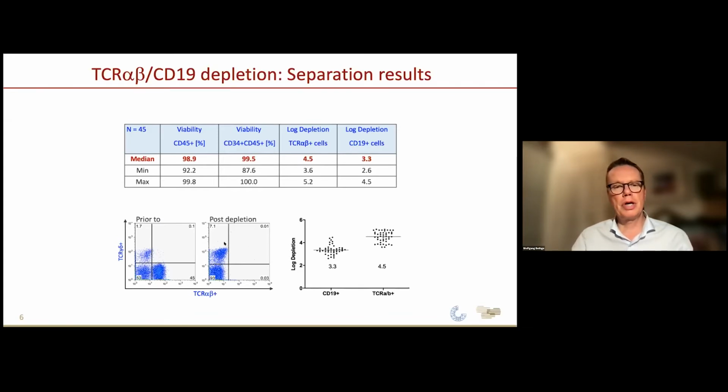And here, just to illustrate the pureness of the graft, you see here the content post depletion was purely gamma delta positive T cells and almost no alpha beta positive T cells.